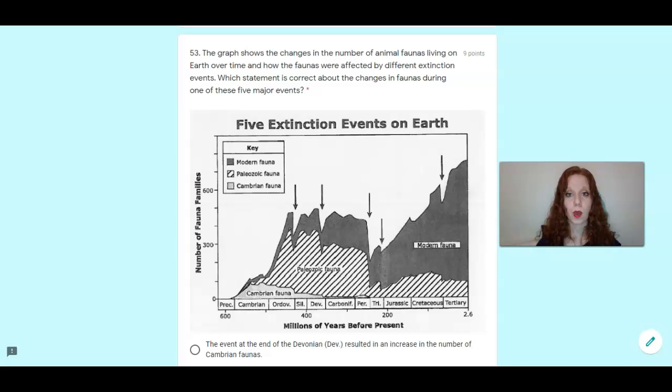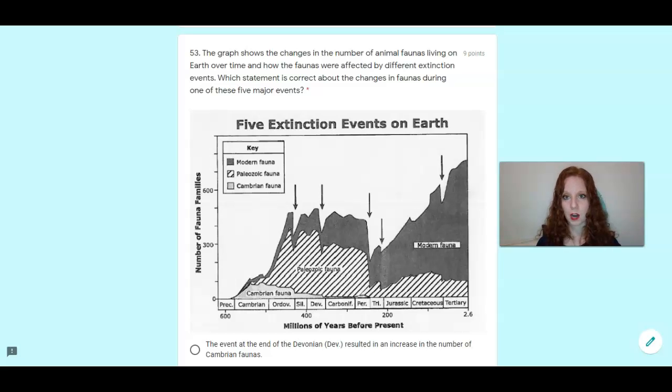So if you have no idea what the word faunus means, it tells you right here. It literally is just a fancy word for animal. You will see the word flora, typically with flora and faunus, and that flora means plants. So they're just fancy words for plants and animals. So don't let that freak you out or psych you out. It tells you exactly what it is.